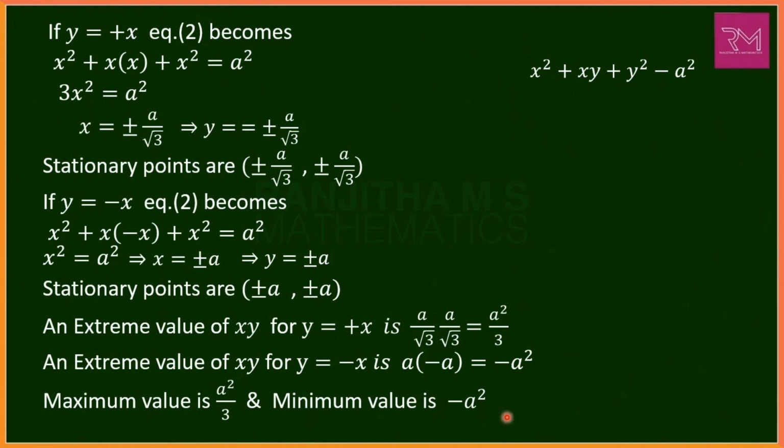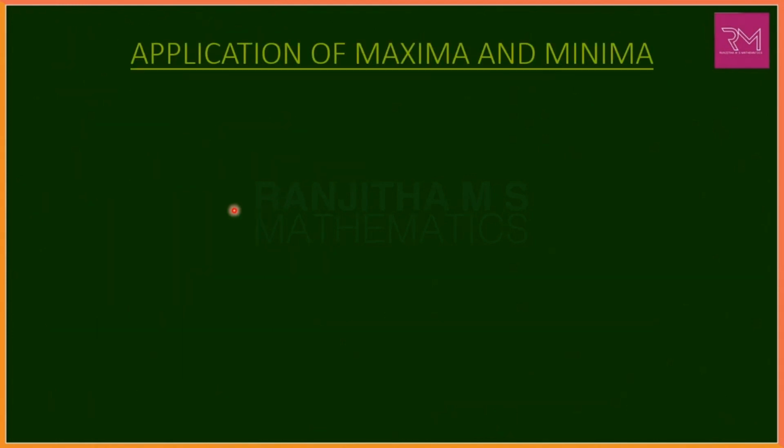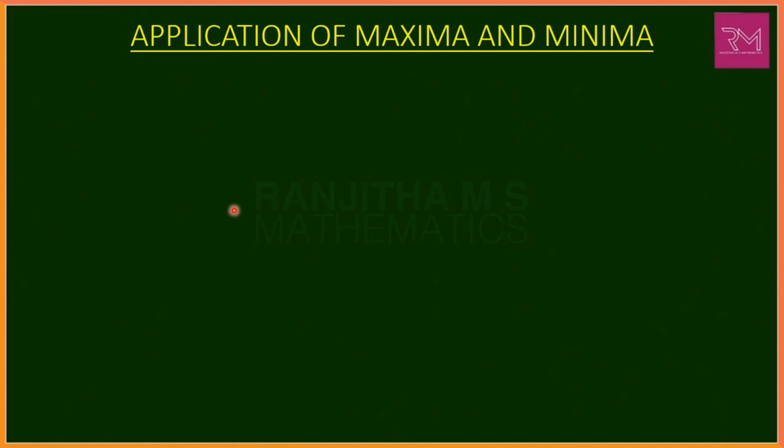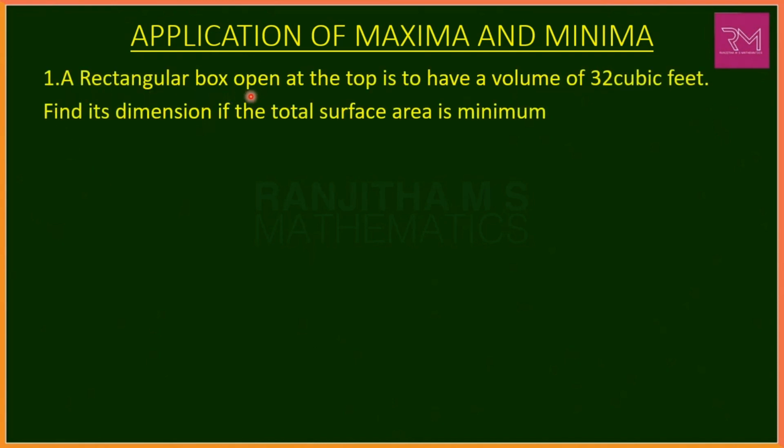This completes the problem. This is about how to find the maximum value or minimum value subjected to some specified condition. We shall move on to another type of problems, that is application of maxima and minima. We find the maximum or minimum value of the function related to some general applications. Here is the first problem. A rectangular box open at the top is to have a volume of 32 cubic feet.